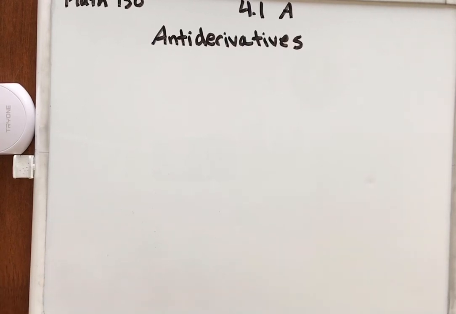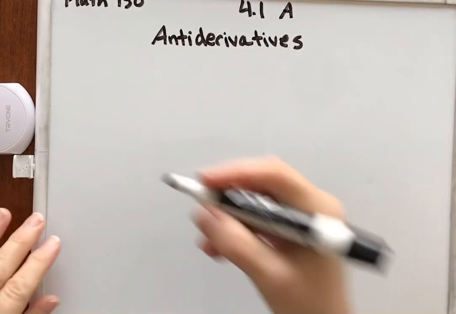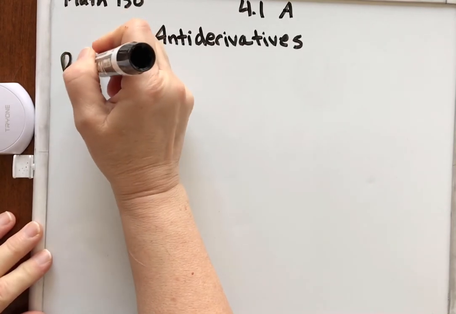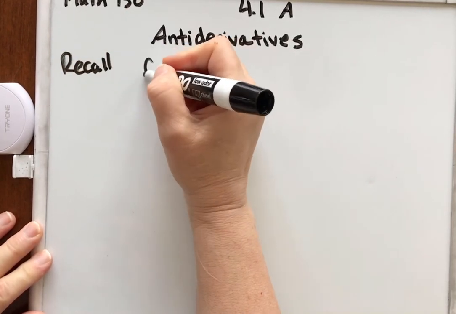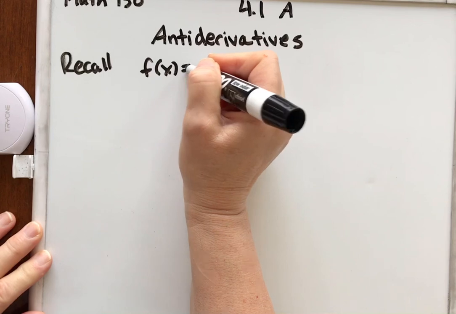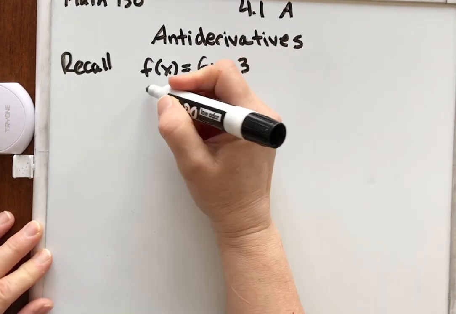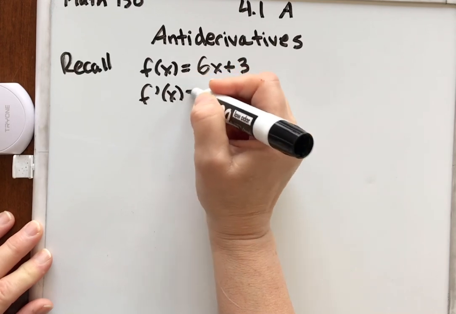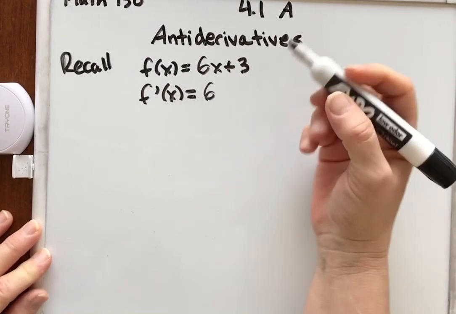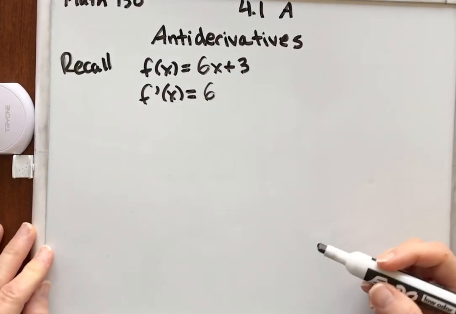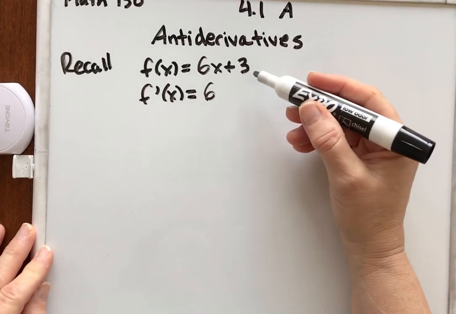4.1a, we're going to look at antiderivatives. Recall, if we have f of x equals 6x plus 3, then f prime of x equals 6, and the derivative of 3 is just 0. 3 is a constant.